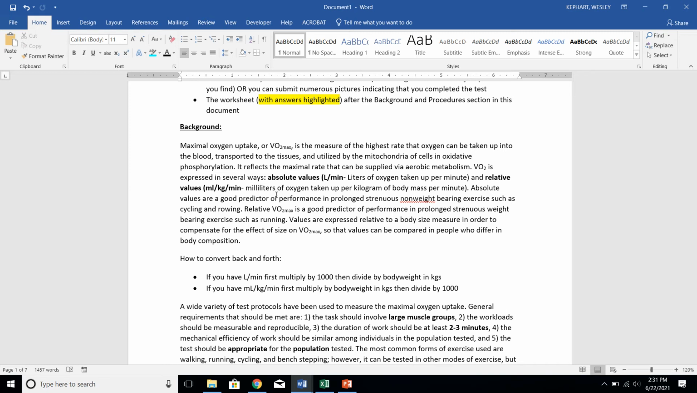VO2 max is a really good predictor of performance, especially whenever we look into the aerobic domain. Cross-country athletes, any endurance sport, anything that really lasts longer than, I don't know, about a mile or so, then VO2 max seems to be really good. And also, it's a good predictor of how strength and explosive athletes are going to recover between maximal exertions or submaximal exertions. You're not going 100% all of the time.